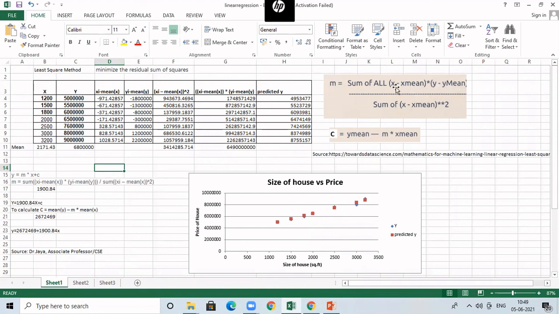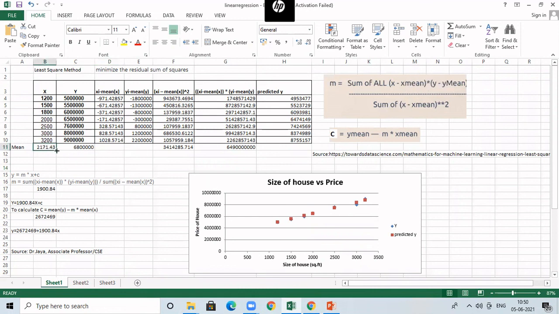For that we need X minus X mean, Y minus Y mean. We have to find these two columns and find the sum of those columns. And also we need to find the sum of the X minus X mean square column. So this is the thing we want to find now. When you want to do this, first of all, you need to have X mean and then Y mean.